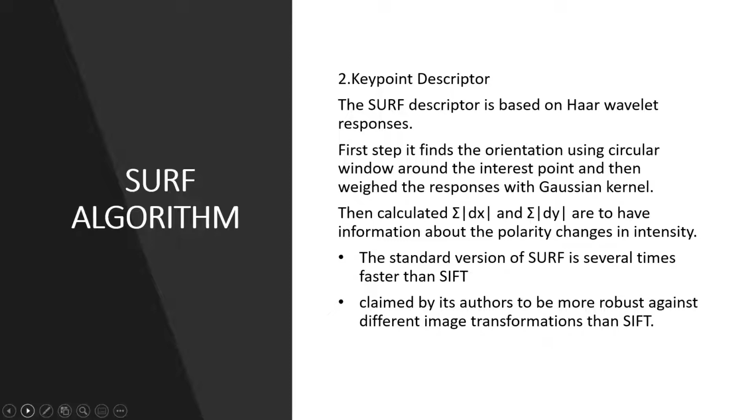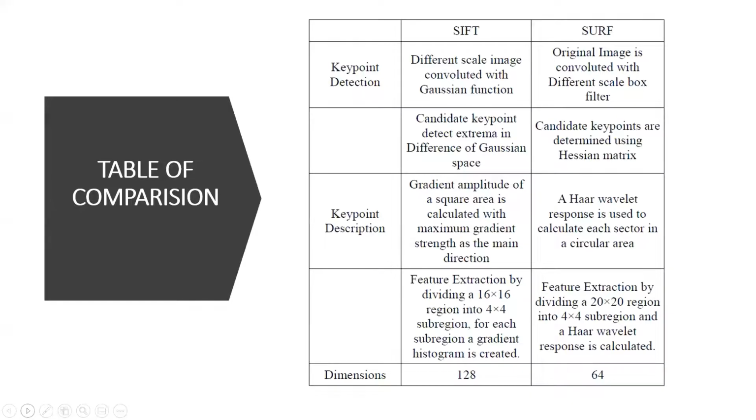Thus, the standard version of SURF is several times faster and more robust than SIFT. Here is the comparison between SIFT and SURF. We can see that we have 128 feature dimensions for SIFT and 64 for SURF, which says that SURF can perform pretty well and very quickly.